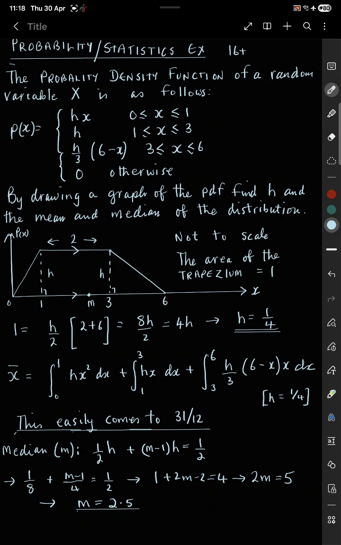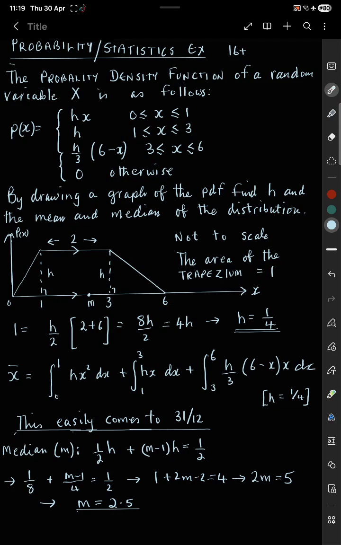Hi. Here's an exercise in probability and statistics suitable for years 16 and above. And it goes like this. The probability density function of a random variable x is defined as follows. Between the ranges of x from 0 to 1, it's equal to hx.